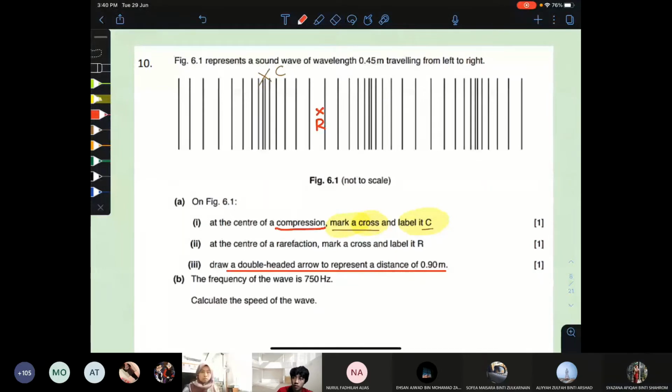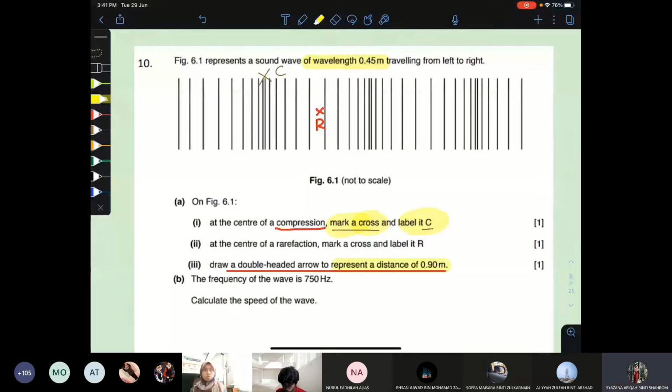Sometimes the students' problem is that they don't read the question from the beginning. So what is the information given? The figure represents a sound wave of wavelength 0.45 meter. That is very important. That's why suddenly it wants you to measure and represent a distance of 0.9.